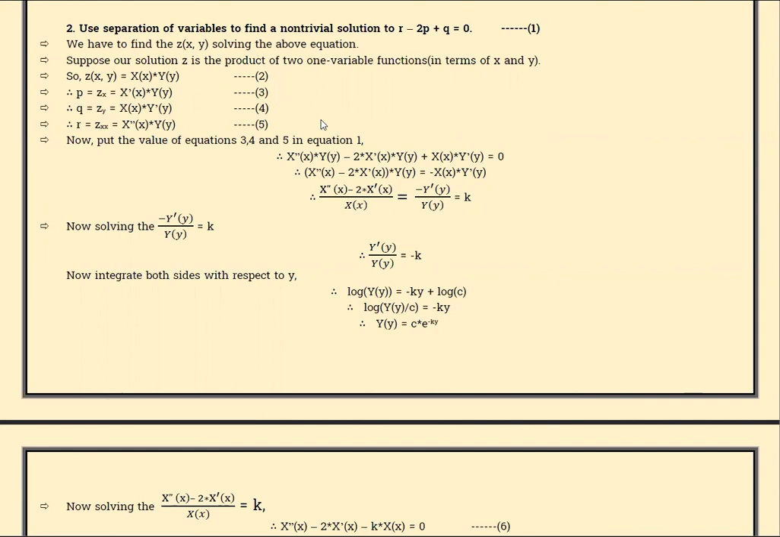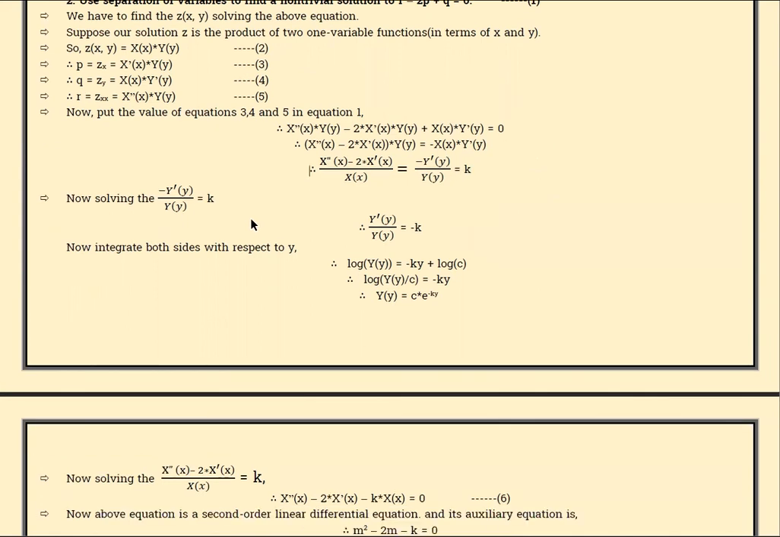So from that we get p is equal to x dash into y, q is equal to x into y dash, and r is equal to x double dash into y. Now put all three values in equation 1. We will get the following simplified form, and we can assume its value is equal to some constant k. So now solving the first equation, minus y dash upon y is equal to k.